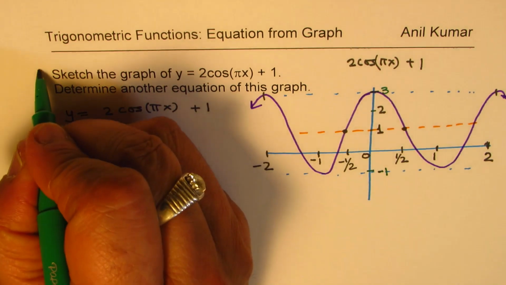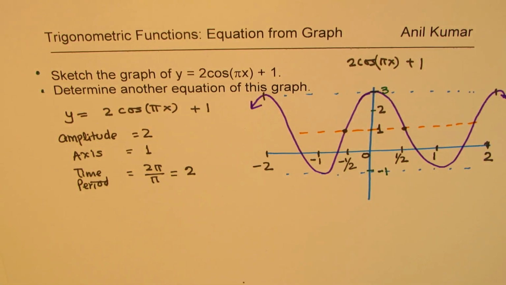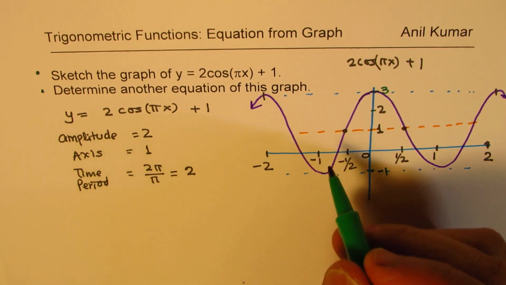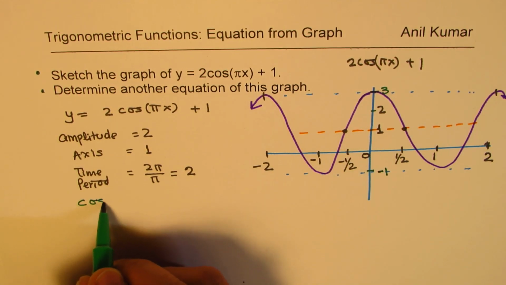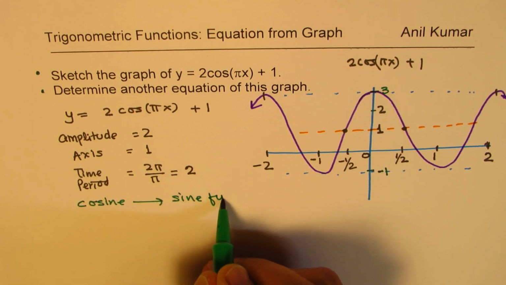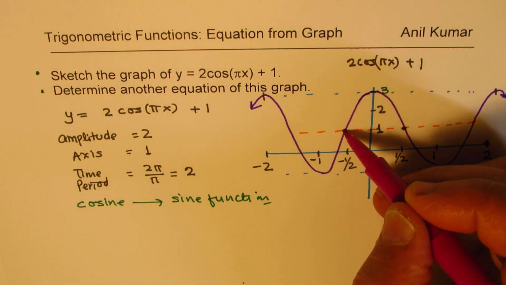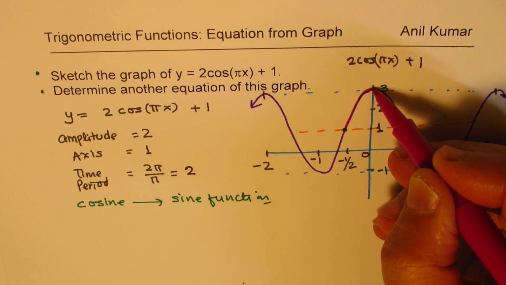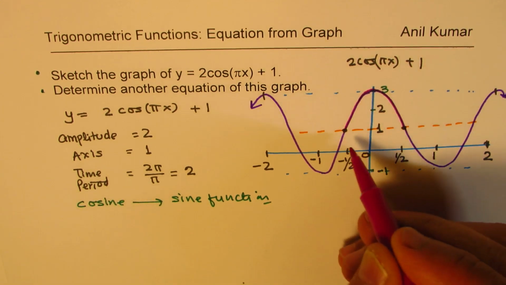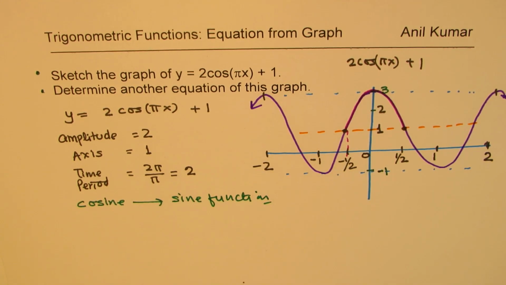Second part of this question is, determine another equation of this graph. Now what could be the second equation of the graph? Well, let's write the cosine function as a sine function, right? So when we look at a sine function, what is the characteristic which we are looking at? Kind of where it starts from the axis. So that is the part which defines the sine function. Do you see that starting here? So it starts at -half, right?